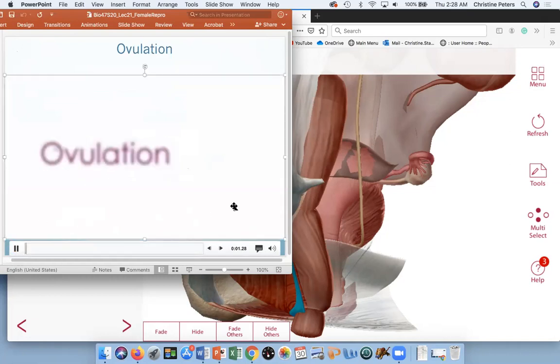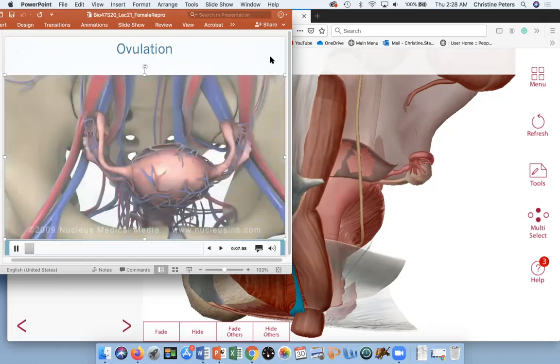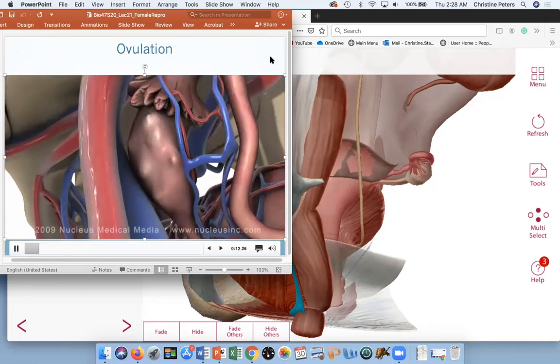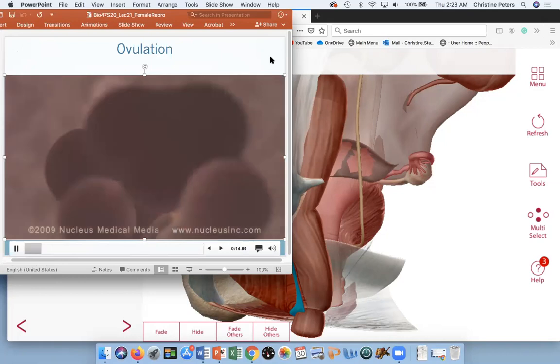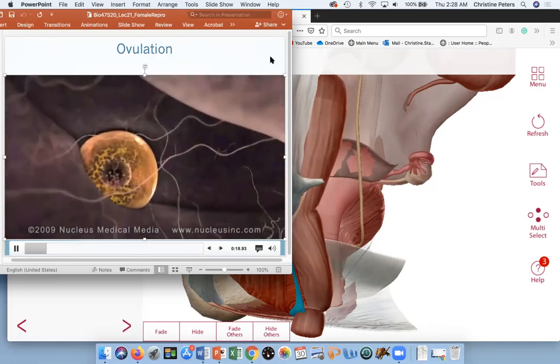Ovulation is a part of the menstrual cycle when the ovary releases a white egg, or ovum. Inside the ovary are hundreds of thousands of follicles. Each follicle is a hollow ball of cells with an immature egg in the center.